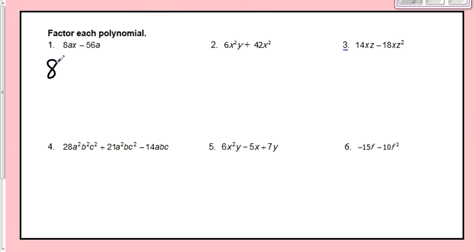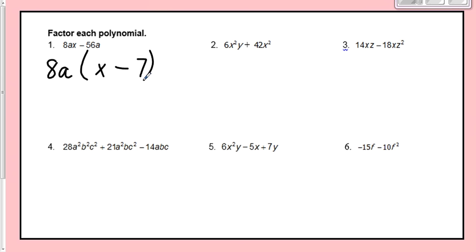Now I go to my variables. Well, they both have an a. Only one of them has an x. So that means an x was not distributed into that. Otherwise, the 56 would have an x on it, right? So 8 and a is the greatest common factor of that binomial. So then I'm going to open up my parentheses, and I think, okay, 8a times what would give me 8ax? Well, x, right? Minus 8a times what would give me 56a? Well, 7. There's your answer.